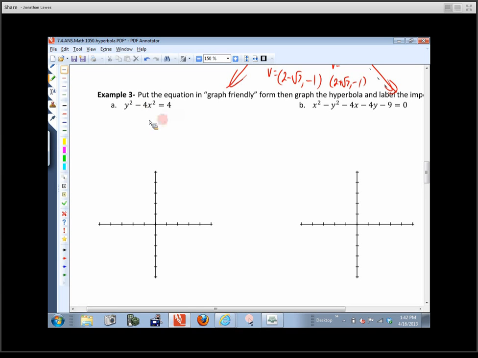What's wrong with this? It's not equal to 1. So we take care of that by dividing everything by 4. So I get y squared over 4 minus x squared over, I'm going to go ahead and write it as 1, equals 1. Center (0, 0).